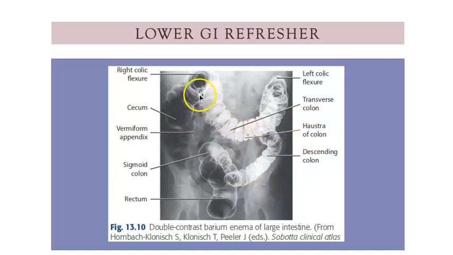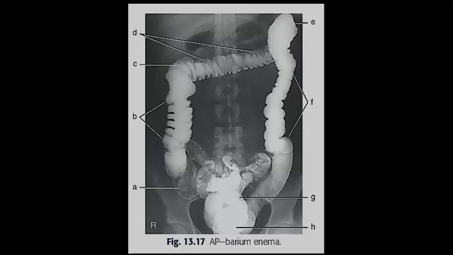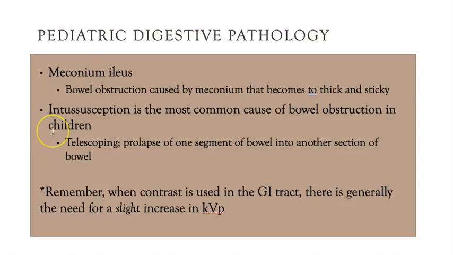Remember, haustra are pulled together, kind of bunched up with tinea coli, and help the large intestine move contents through. I'm going to let you take a minute to answer a few questions and jog your memory about this x-ray. And then we're going to move on to the pediatric digestive pathologies. So there are just two here. One is meconium ileus. Remember, ileus refers to a bowel blockage.